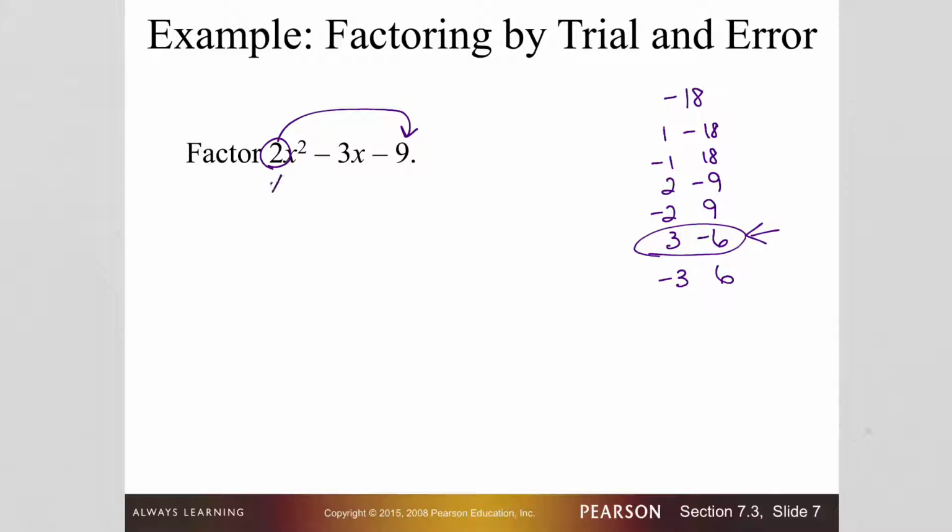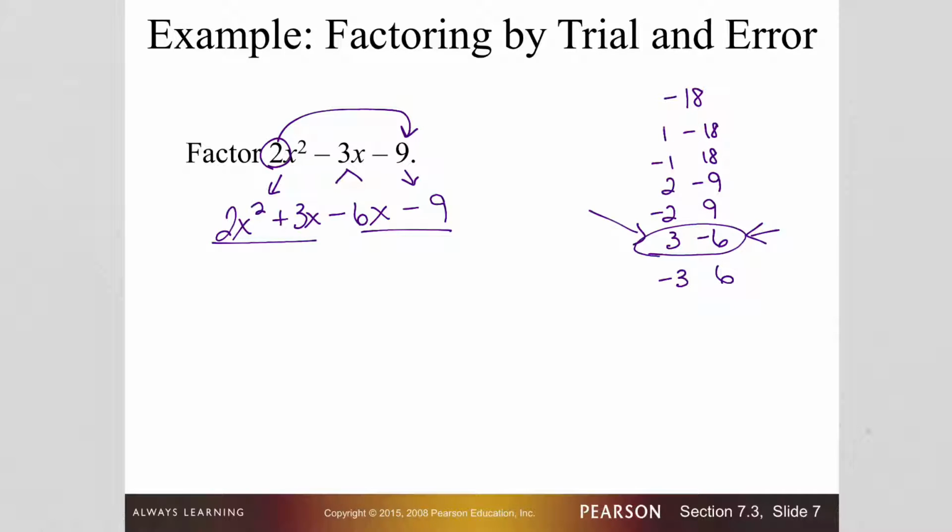So I'm going to rewrite the first term as 2x squared. Didn't change it, just rewrote it. I'm going to change negative 3x into positive 3x and negative 6x, and I got that from these numbers right here. And then I'm just going to rewrite minus 9. Now I'm going to underline the first two terms, underline the last two terms.